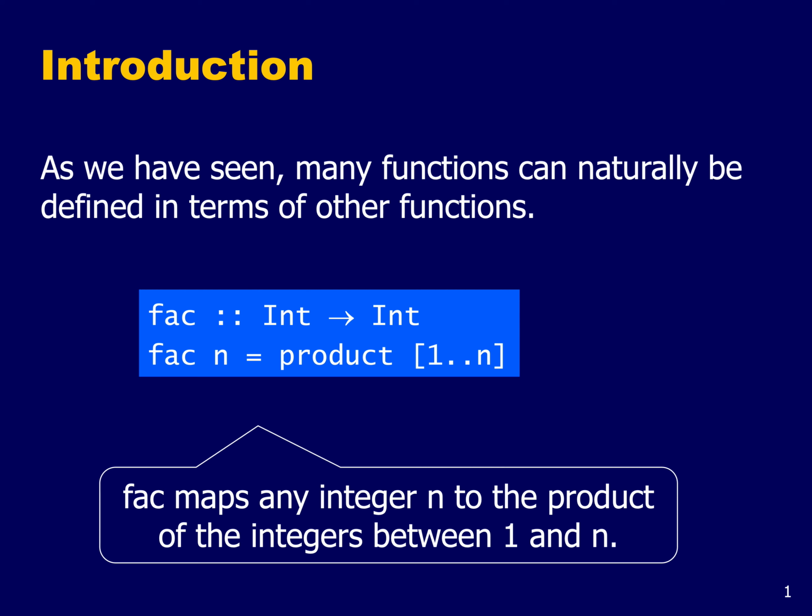So as an introduction to this, as we've seen, many functions can be naturally defined in terms of other functions. So here's a simple example of this. Here I'm defining the familiar factorial function, which takes a single integer and gives back a single integer. And in mathematics, the factorial of a number is simply the product of all of the numbers between 1 and that number. So for example, the factorial of 5 is the product of the numbers between 1 and 5. And in Haskell, this has a particularly simple definition in terms of two other functions.